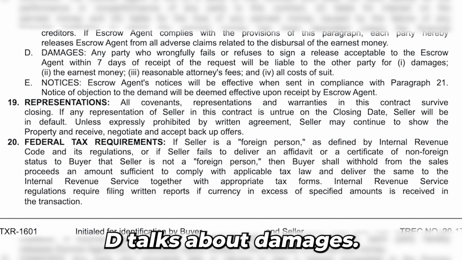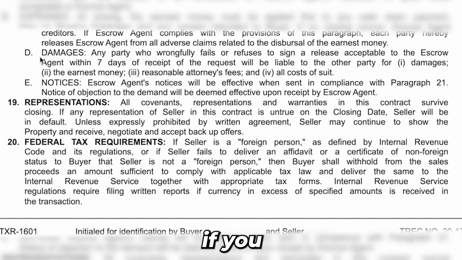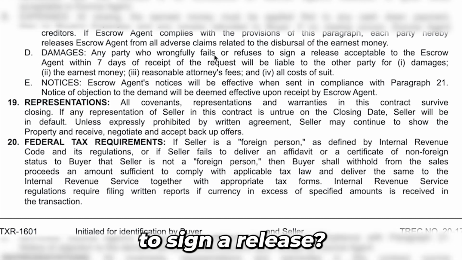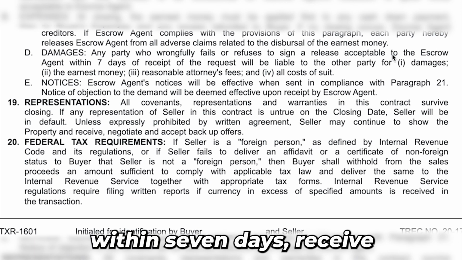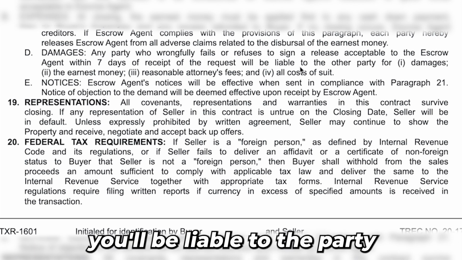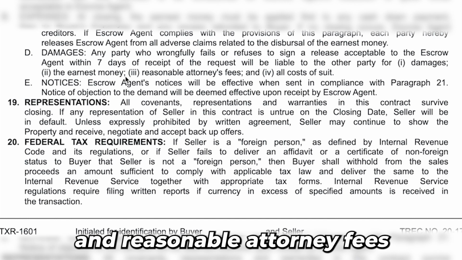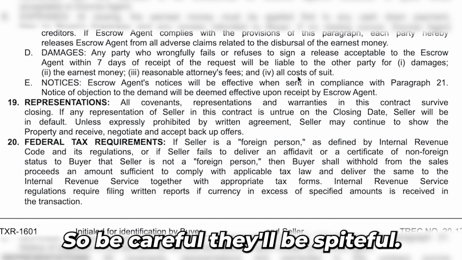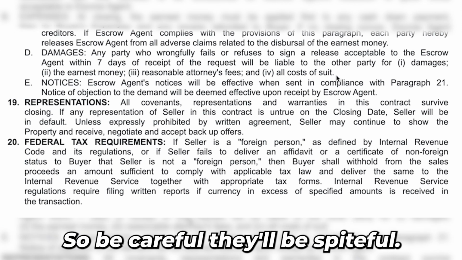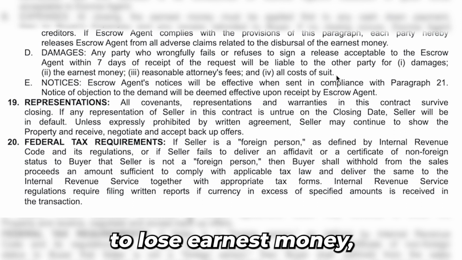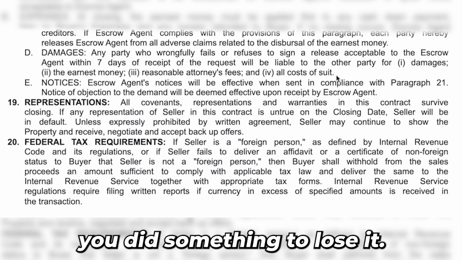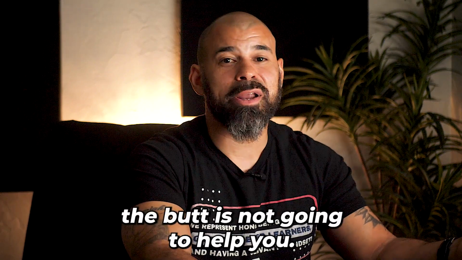And then paragraph D talks about damages. What happens if you wrongfully fail or refuse to sign a release? Within 7 days of receipt of the request, you'll be liable to the other party for damages, the earnest money, reasonable attorney fees, and all costs of suit. So be careful. Don't be spiteful. If you did something to lose the earnest money, you did something to lose it. Being a pain in the butt is not going to help you.